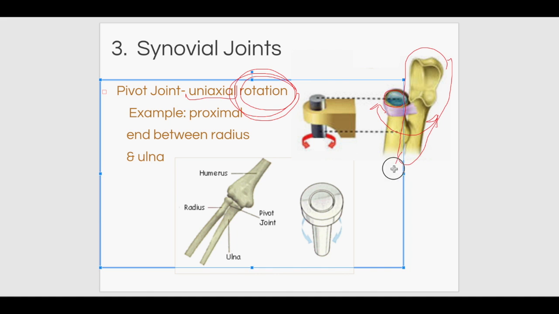This will also happen at the end of our radius, where we have our ulnar notch here, and then at the end of our ulna we have this little tiny head that sticks out. And so that will also allow rotation over here. Okay, and so those are the different types of synovial joints.